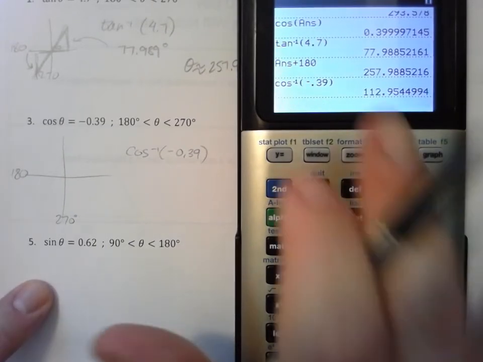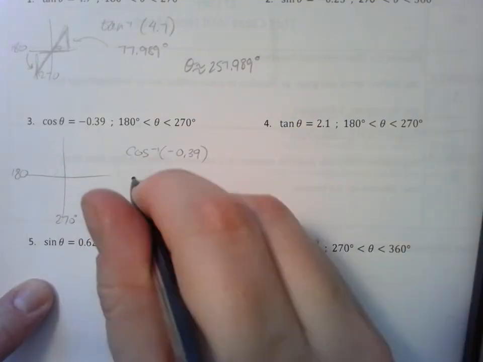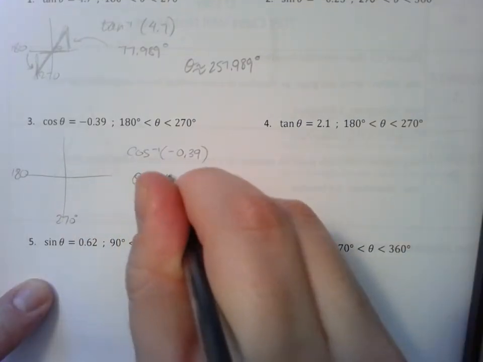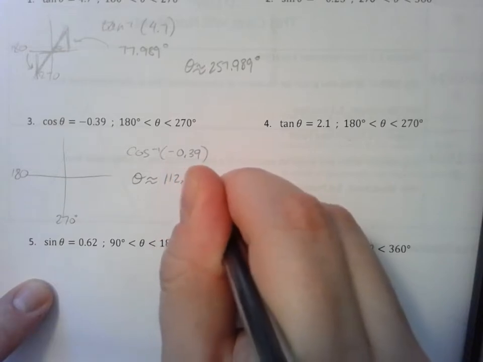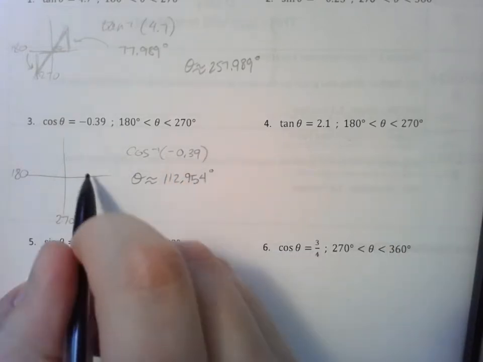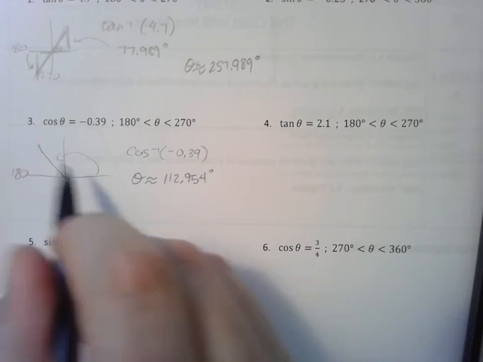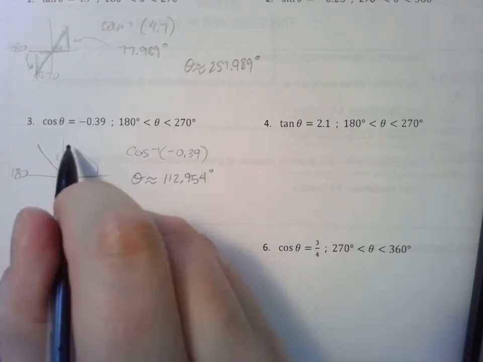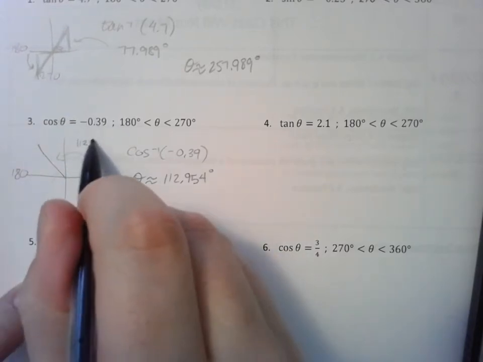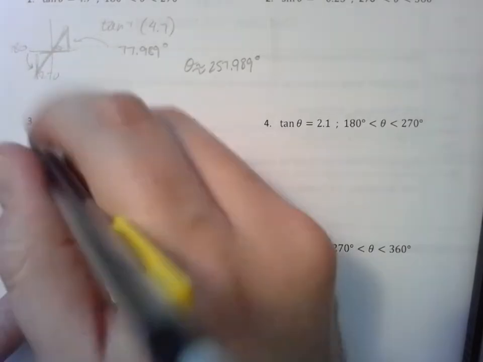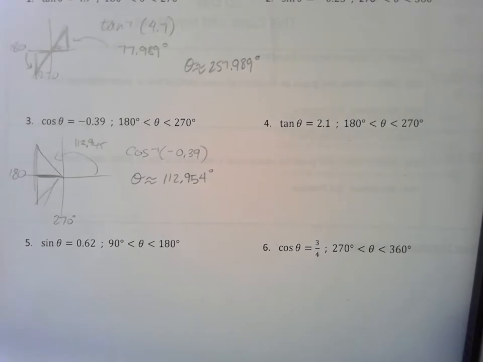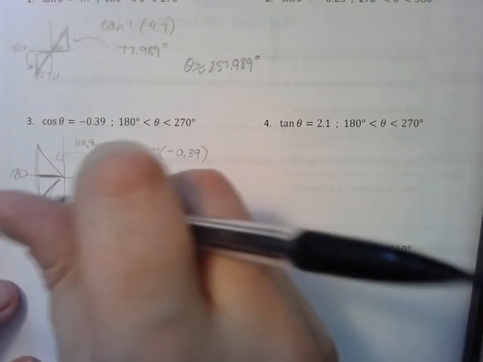Now this gives me 112. Theta is approximately 112.954 degrees. That corresponds to this angle, 112.954. Now I want the same cosine value. That means I must have a right triangle that shares that same side, but down here in this fourth quadrant.